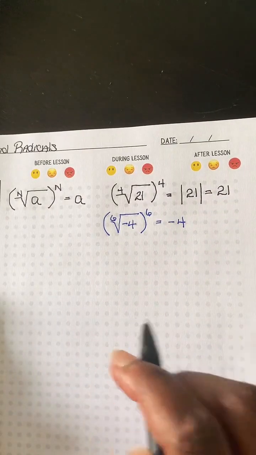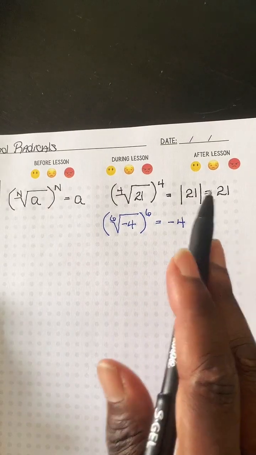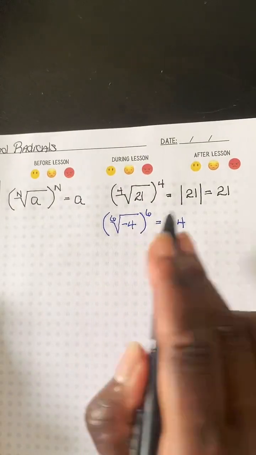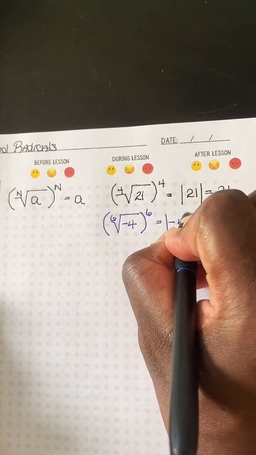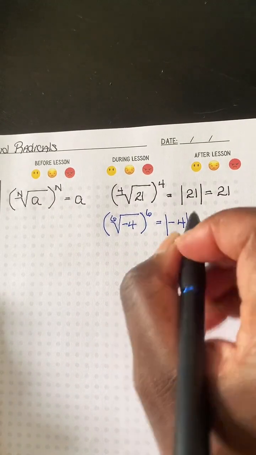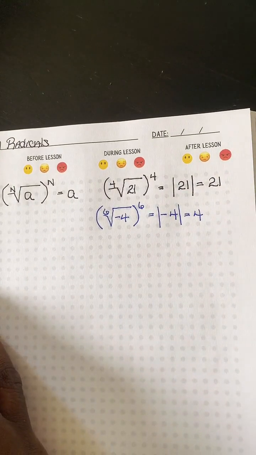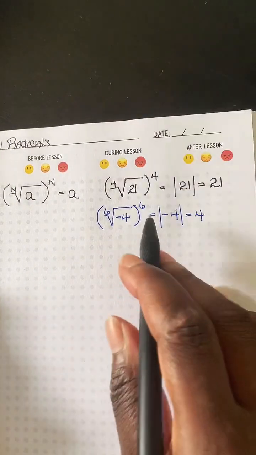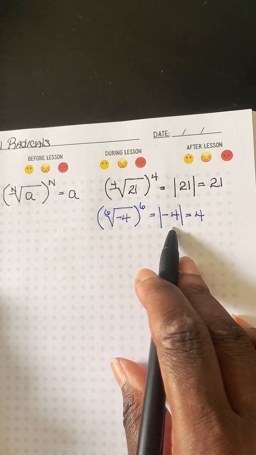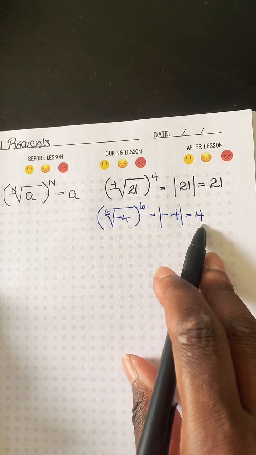But then I can't have a negative if I try to do it in the opposite direction. So when it is an even root, we always have to take the absolute value of our answer. So our answer is going to be 4. Okay? So when it's an even root, after they cancel out, make sure you take the absolute value of it. Boom, that's your answer. Okay?